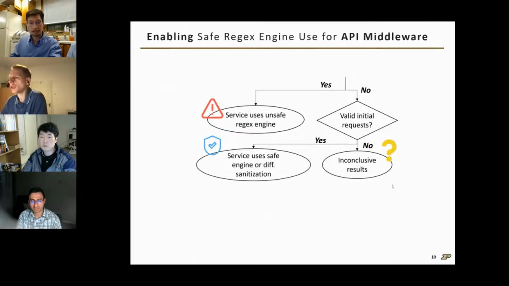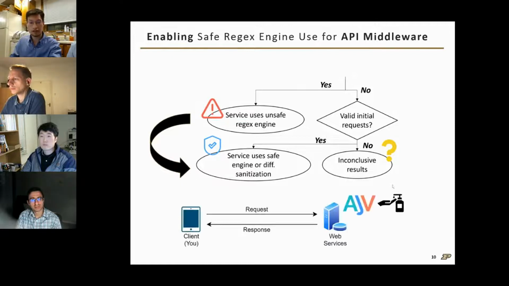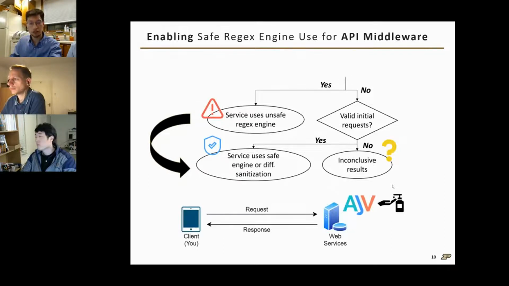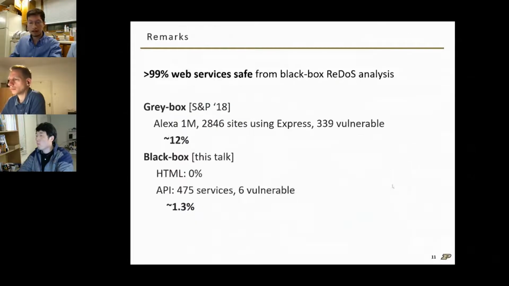API specifications expose more ReDoS vulnerabilities than HTML forms, and we want to help software engineers move from using an unsafe regex engine to a safe regex engine very easily. So we patch a client and server-side input sanitization library called AJV, which has millions of dependent projects. In our study, we found that over 99% of studied web services were safe from black box ReDoS analysis. This is a very small risk, and it should inform how software engineers regard ReDoS.